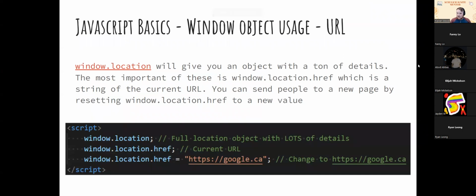So first things first, when we're using the window, you can basically just use window dot and then to access its attributes. In this case, window.location is the attribute that controls the URL on the page. You can get the current URL by just doing window.location, or you can reset it by saying window.location.href equals something else.